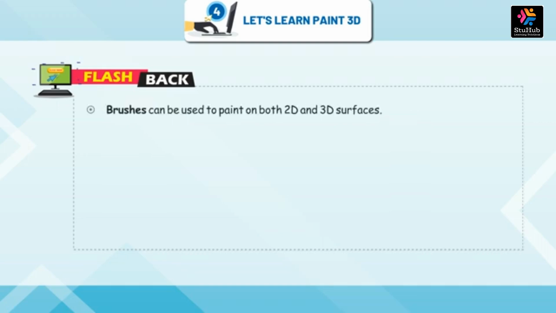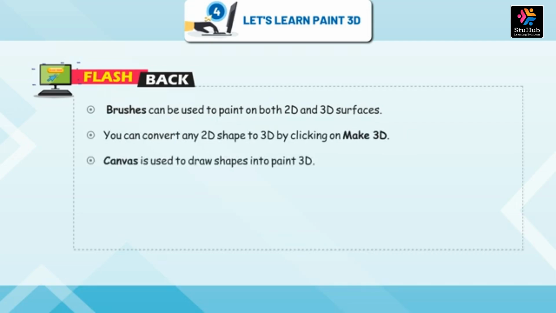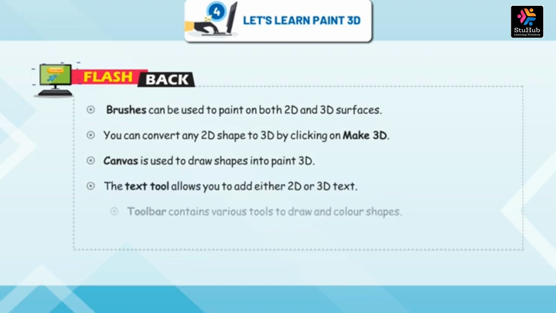Flashback. Brushes can be used to paint on both 2D and 3D surfaces. You can convert any 2D shape to 3D by clicking on Make 3D. Canvas is used to draw shapes in Paint 3D. The Text tool allows you to add either 2D or 3D text. Toolbar contains various tools to draw and color shapes.